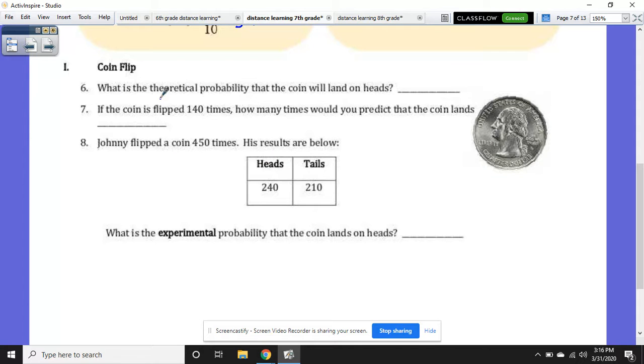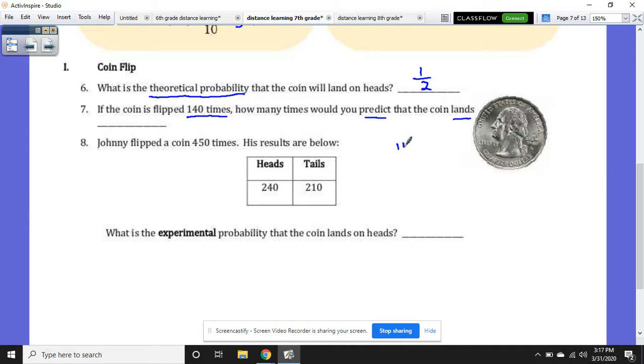This question kind of got answered for you already. What is the theoretical probability that the coin will land on heads? What are your odds? You have a 1 in 2 chance of getting heads because there are only 2 sides to a coin, and how many of those sides are heads? Only 1. So you have a 1 in 2 chance theoretically. Now, the second one says if the coin is flipped 140 times, how many times would you predict that the coin lands on heads? It doesn't say heads, but I'm assuming because the picture is here.